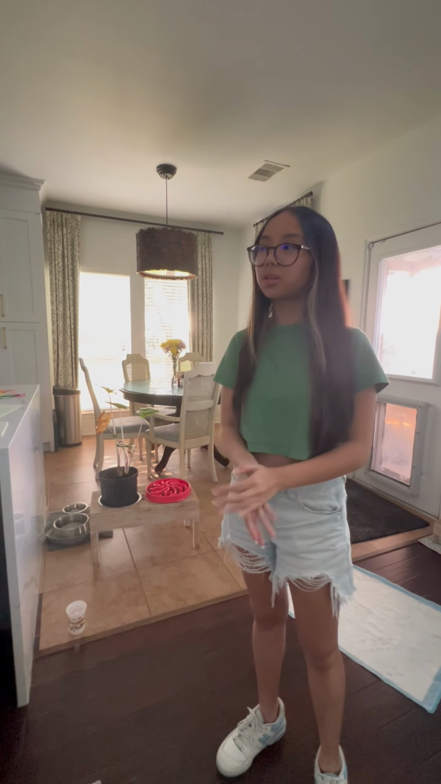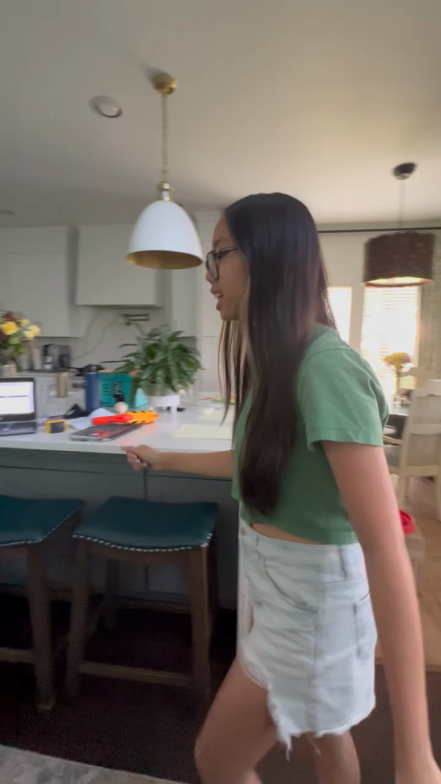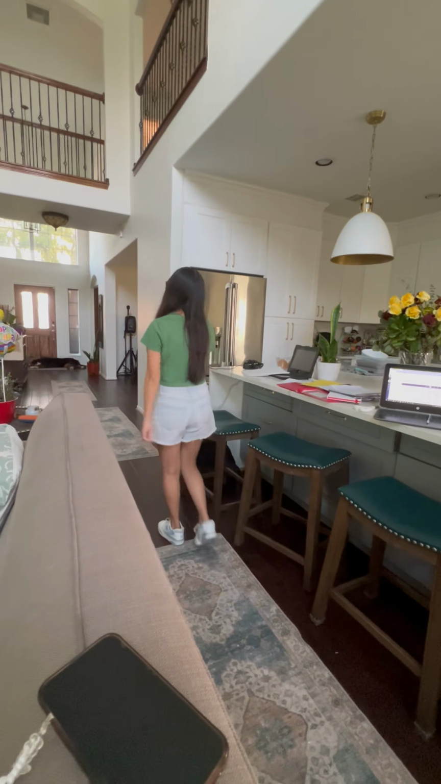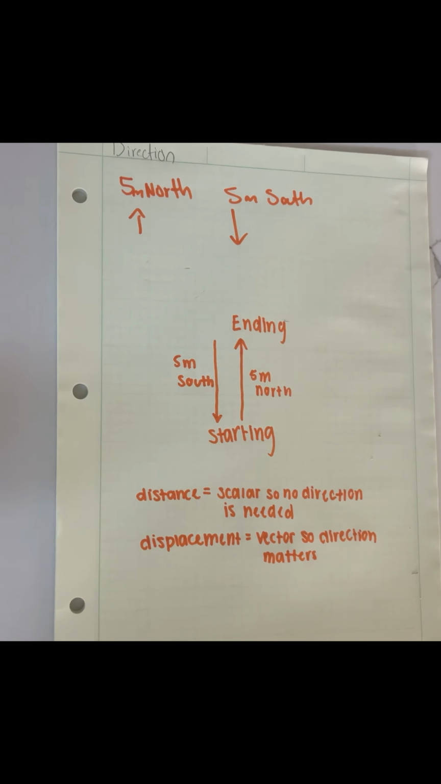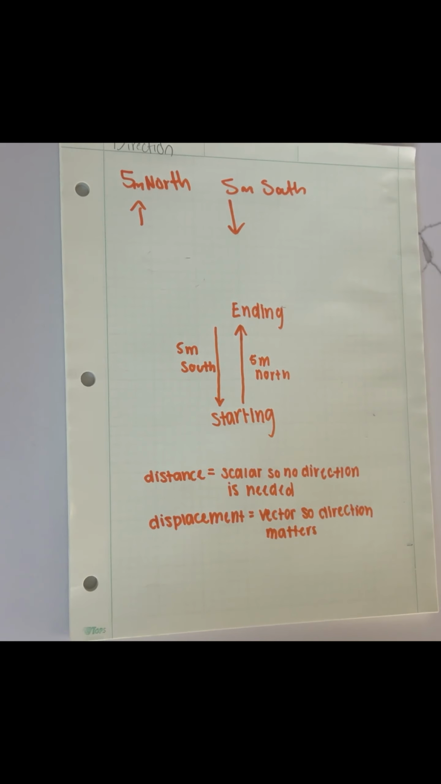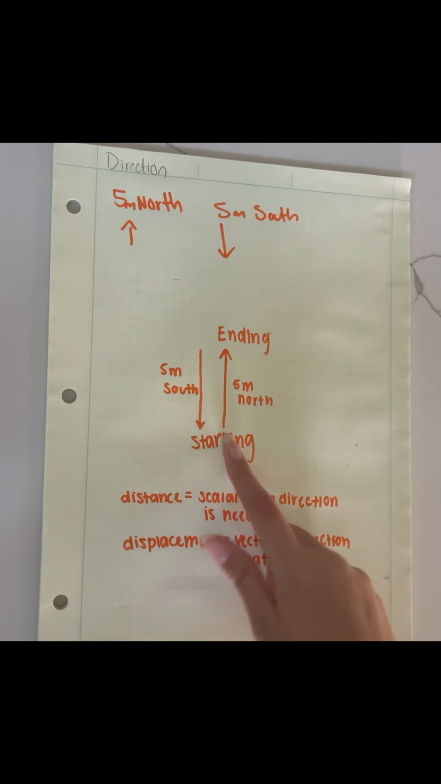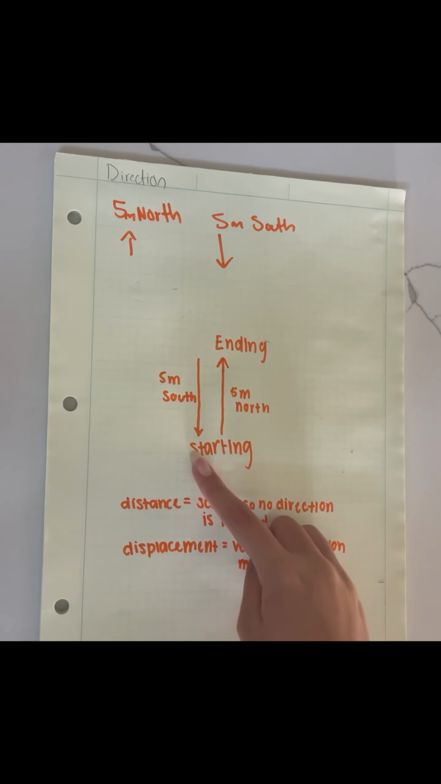This demonstration shows displacement. We would first start off by walking 5 meters north, and then turning back around and walking 5 meters south to get our displacement as 0. This demonstration correctly explains displacement because we started here and then we went 5 meters north, then we turned back around, went 5 meters south.